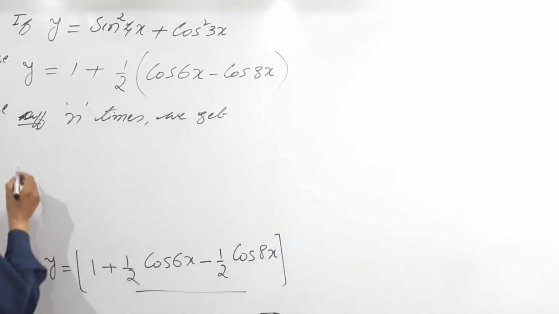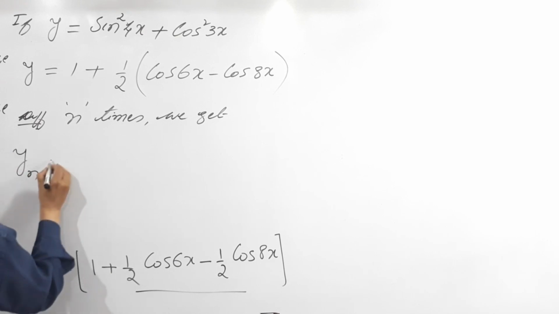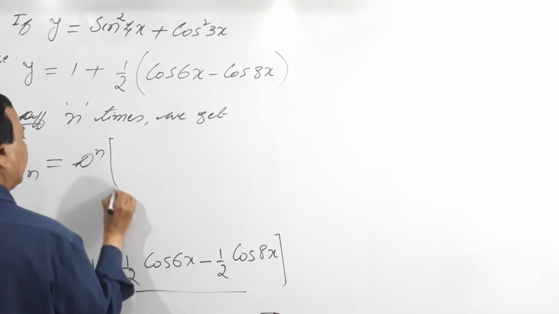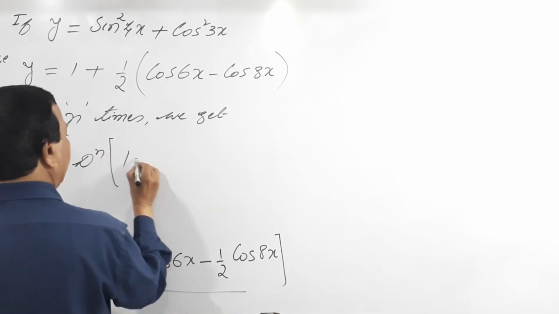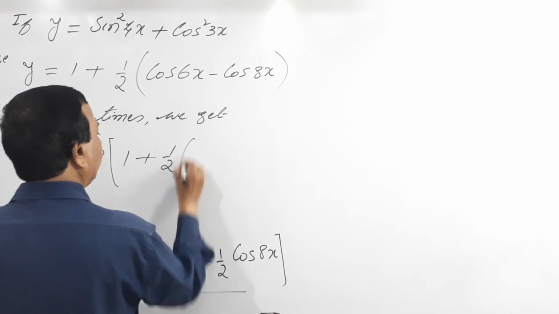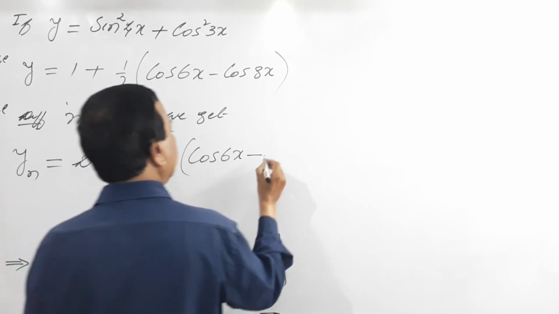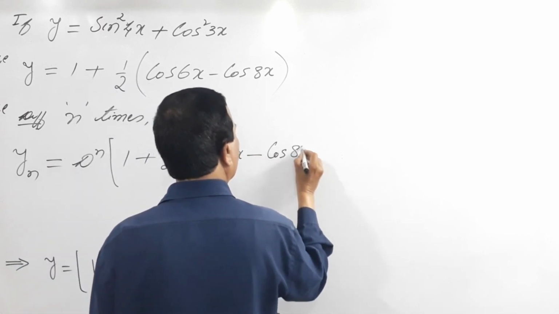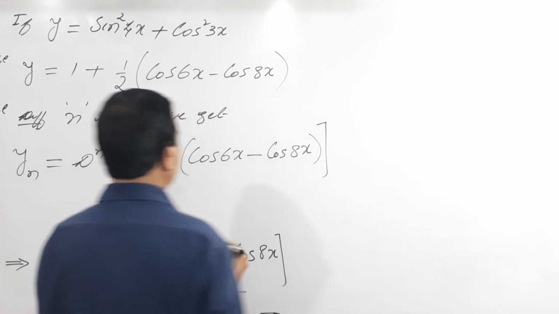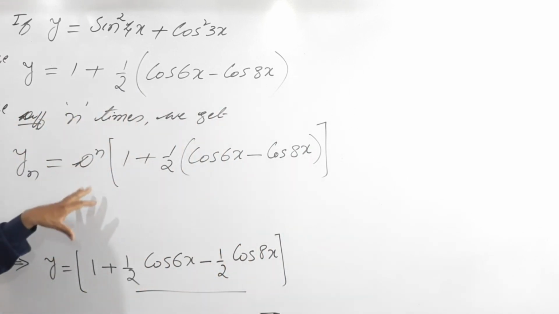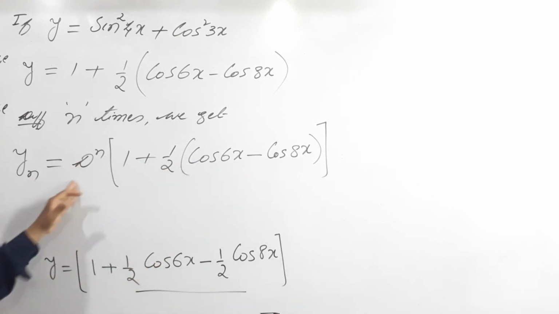What happens here? yn will be dn of 1 plus half into cos 6x minus cos 8x. Got it? So this means you are going to differentiate it nth times. So yn equals dn of this value, same thing I have introduced. Now you have to differentiate and show.